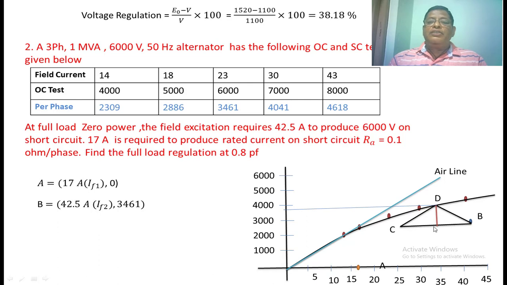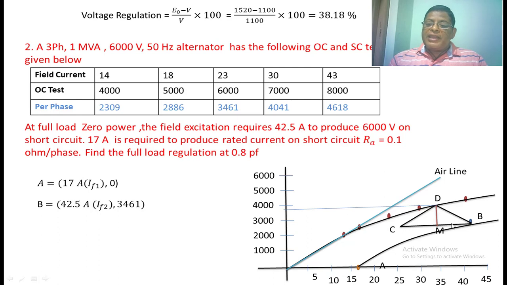This Potier triangle is constant. We can move this triangle on the OCC to get the different points on a zero power factor curve of an alternator. Now if we join this point and this point, similar to the OCC, this line is nothing but the zero power factor line of an alternator.